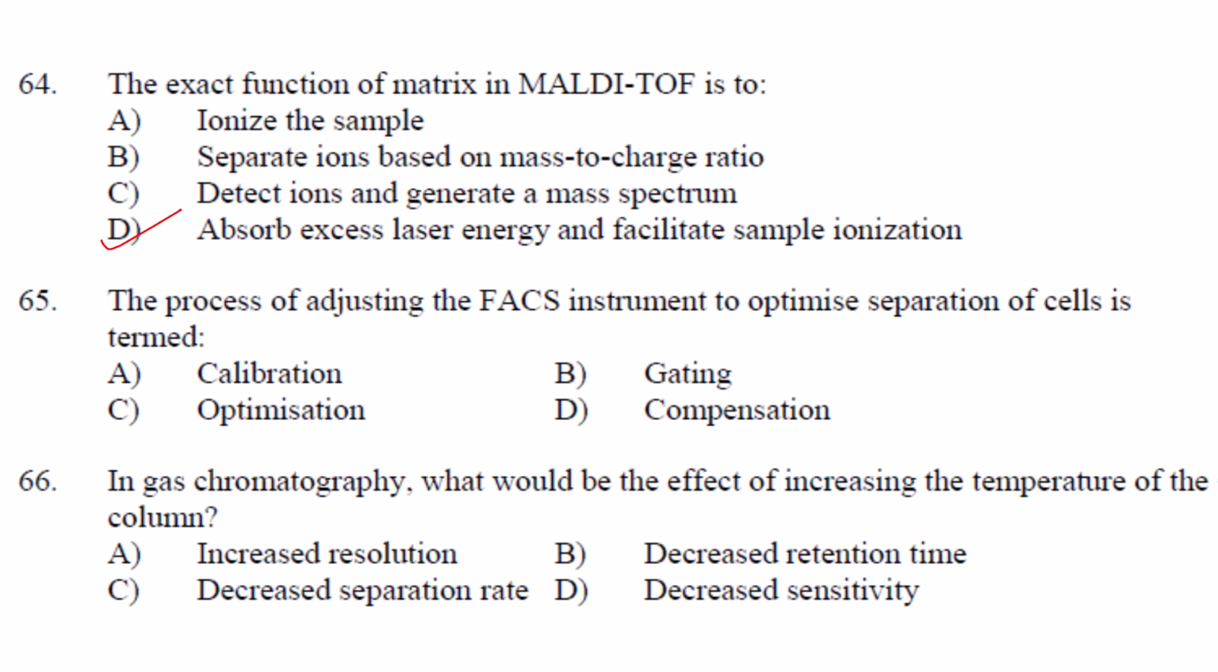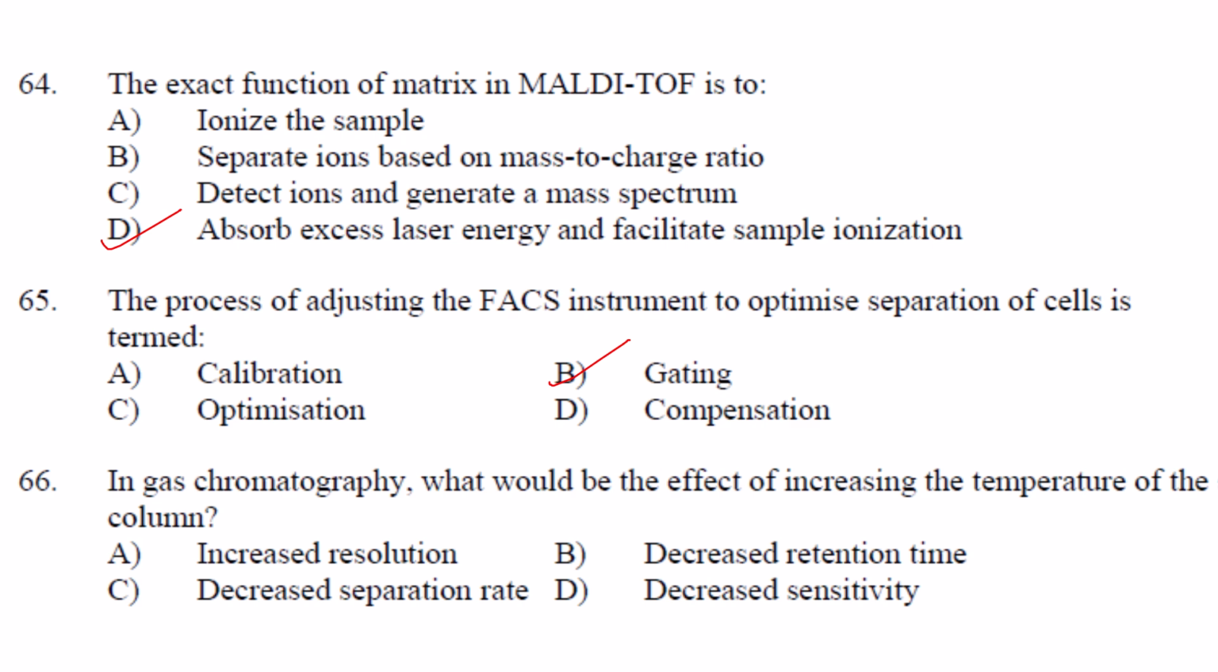The process of adjusting the FACS, that is fluorescence activated cell sorting instrument, to optimize separation of cell is termed as, it is called as gating. So here this FACS, it is a flow cytometry that sorts a mixture of cells based upon specific light scattering and fluorescent characteristics of the cells. So that is what FACS do. So to optimize separation of cells, it is termed as gating.